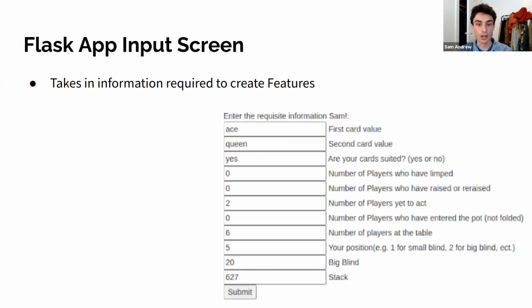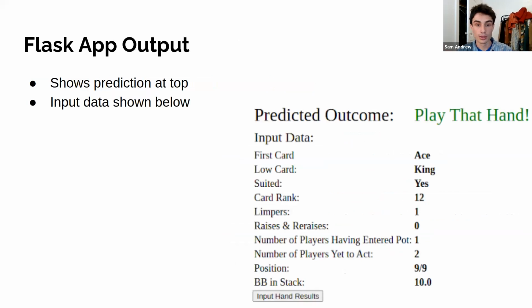To utilize my model, I developed a Flask app that allows me to get fast predictions. In some cases, the user inputs the feature's value explicitly. Other features are calculated under the hood. For example, the user will input their stack size and the size of the big blind, and the app does the division for them to get big blinds and stack. The output page shows the model's prediction, as well as the information used to make it.